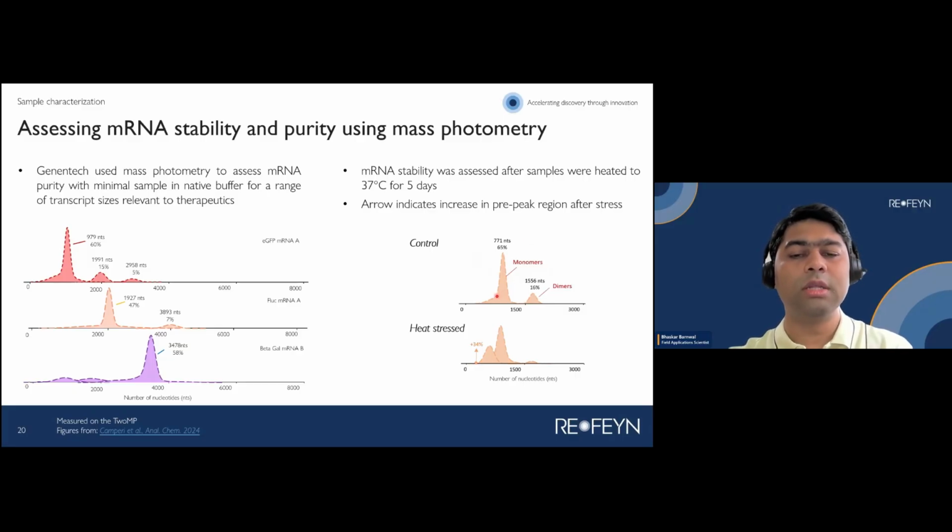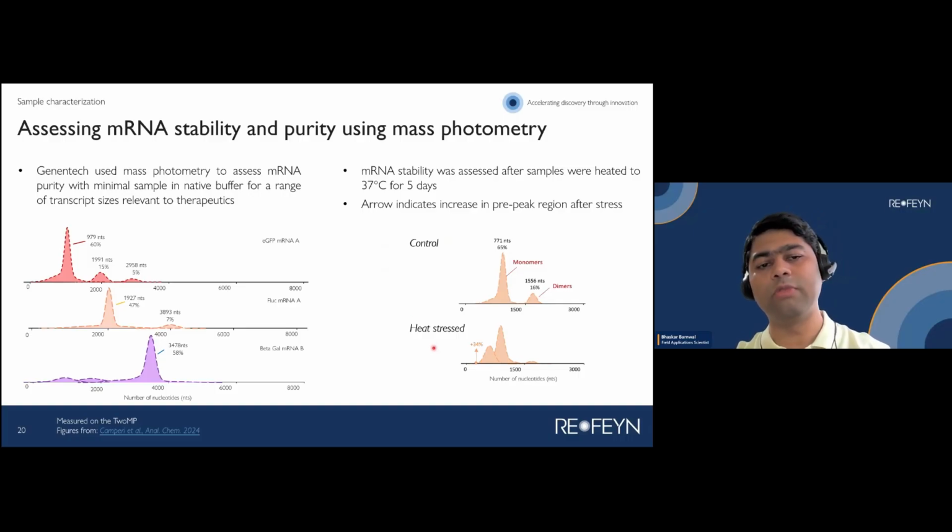You can see the control sample having both monomer and dimer proportions. When the heat stress sample was run on the mass photometry, you can see a drop in the proportion of dimer, it almost disappeared, and a new pre-peak region appearing just before the monomer. So if you are analyzing your RNA for stability and purity for whatever reason, it could be for therapeutics, it can be for vaccines, you can always do so using mass photometry very quickly with very little sample.